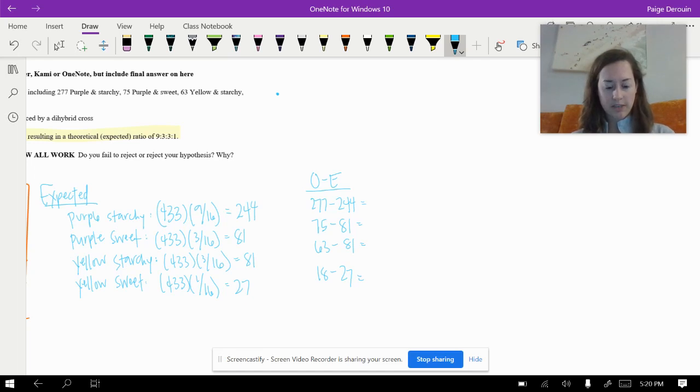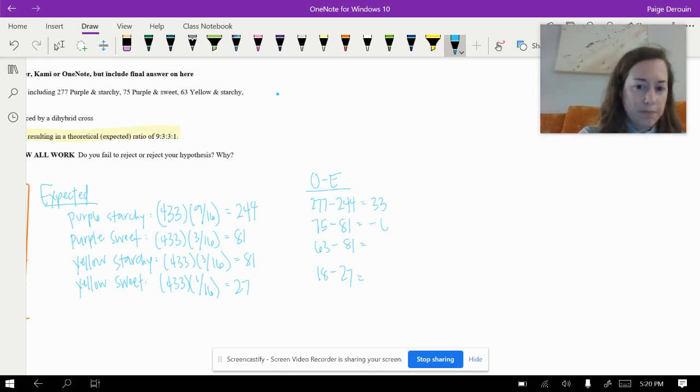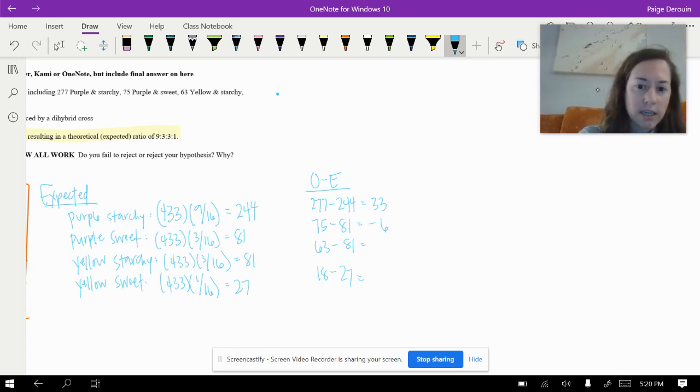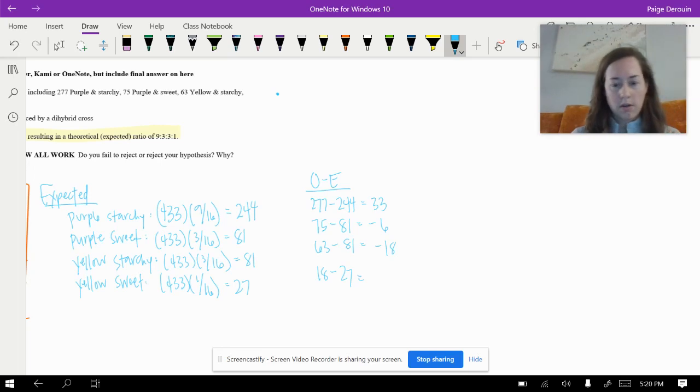So 277 minus 244 equals 33. 75 minus 81 is -6. 63 minus 81 is -18. And then 18 minus 27 is -9.